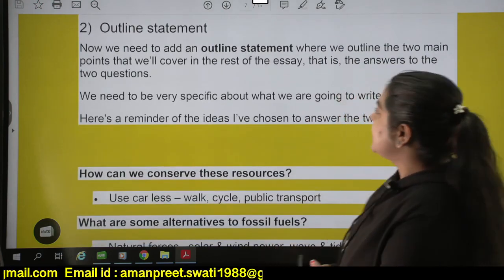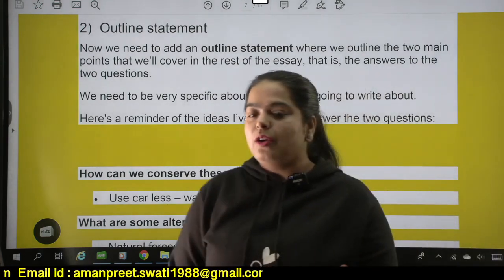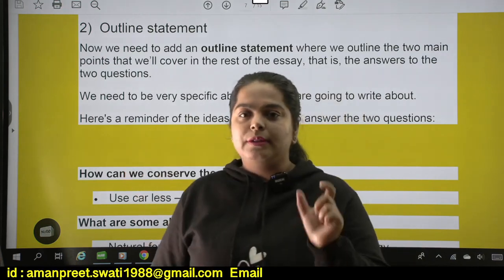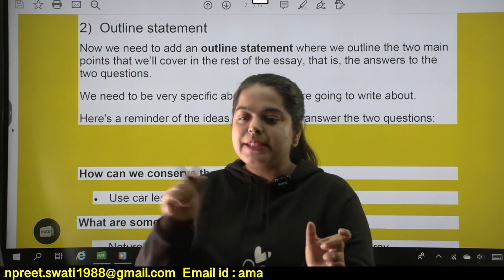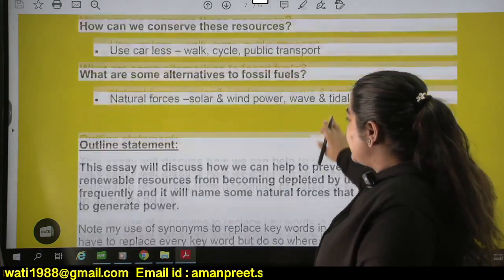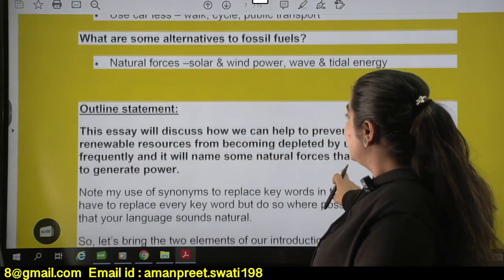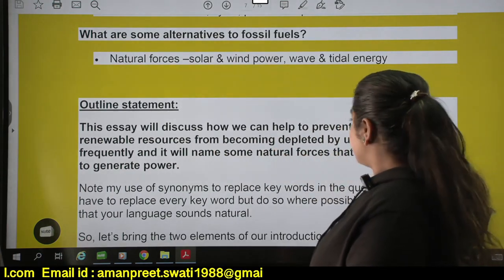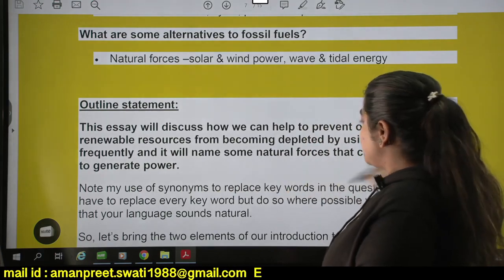So, outline statement. In the very beginning of this introduction discussion we talked about paraphrasing the question. Introduction is equal to what? Paraphrase the question plus give answers to both the questions, right? So outline statement: this essay will discuss how we can help to prevent our non-renewable resources from becoming depleted by using our cars less frequently, and it will name some natural forces that can be harnessed to generate power.